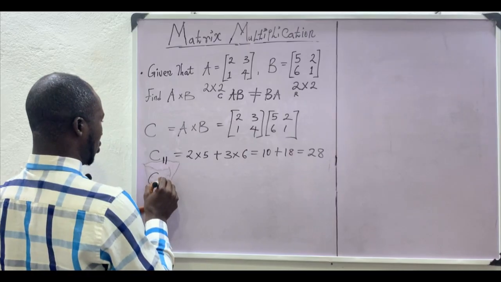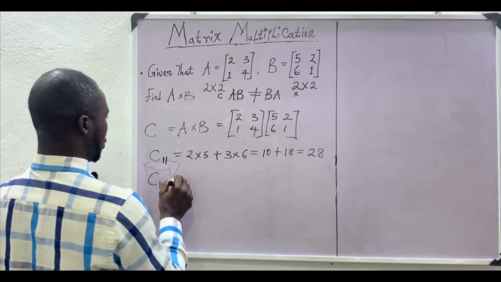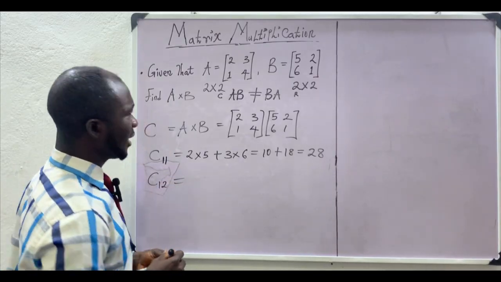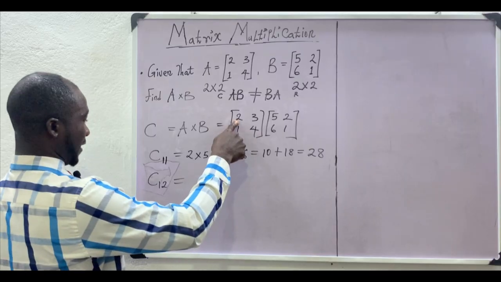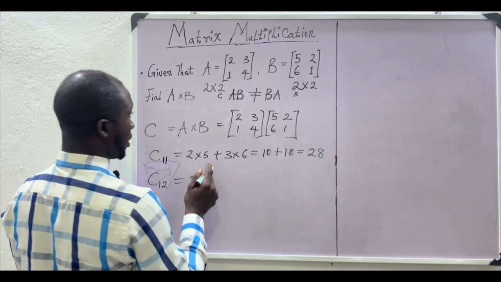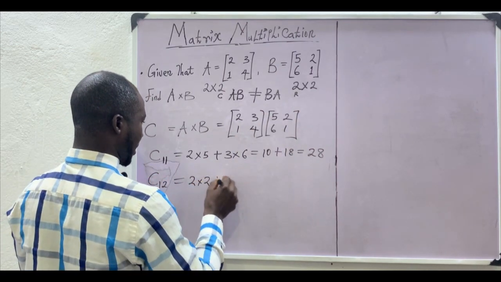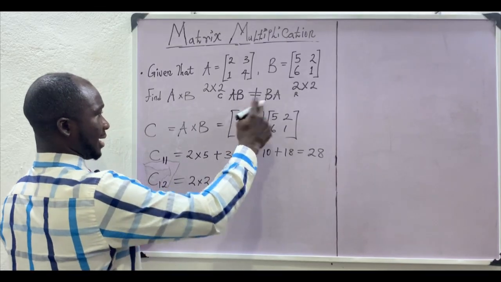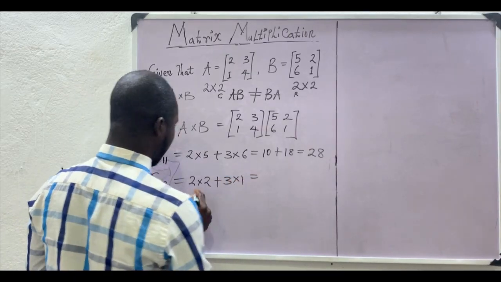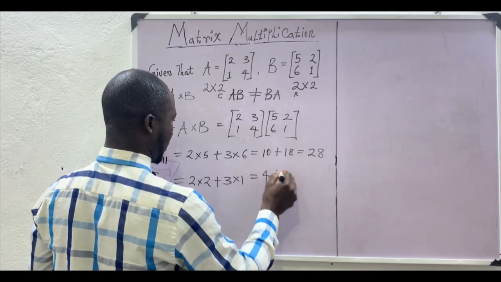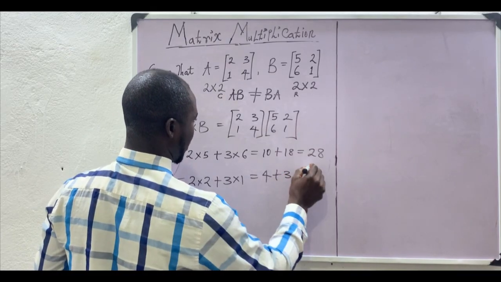Now, I will go further to pick the first row in A and then the second column in B to see what the entries are going to give us. Here, the first entry in the first row is 2. I will use it to multiply the first entry in the second column, which is also 2, plus the second entry, 3, which I will use to multiply the second entry here, which is 1. This is exactly 2 times 2, that is 4, plus 3 times 1, which is 3, and then the final result will give us 7.